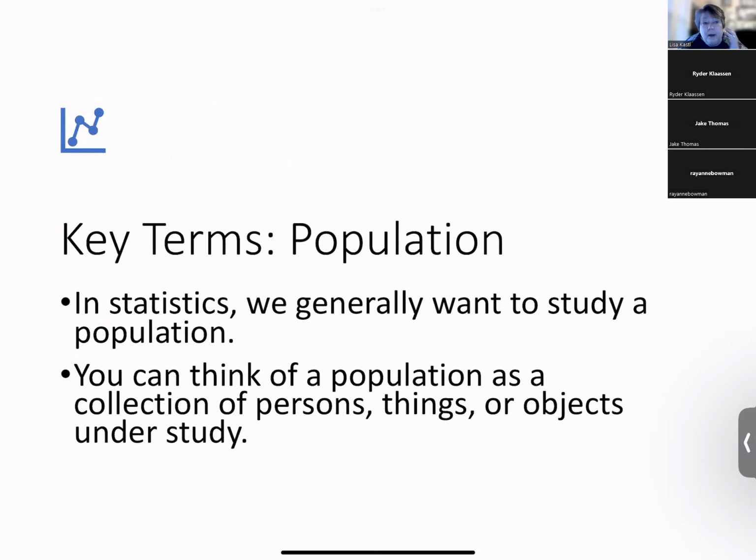Okay, key terms, population. A population is just anything you want to study, whatever that may be. And the example I always give is all the students at Redlands Community College in the spring 2024 semester. So if I'm interested in that group, that's my population. So it's any collection of people, things, objects that you want to study.